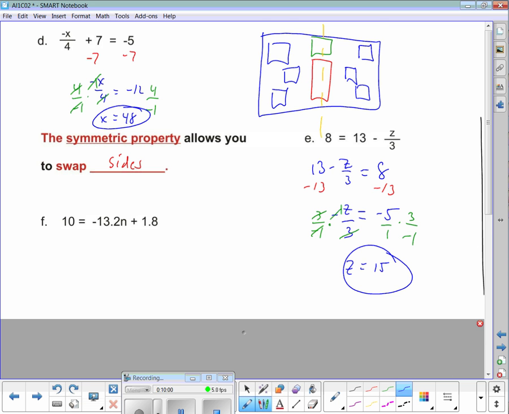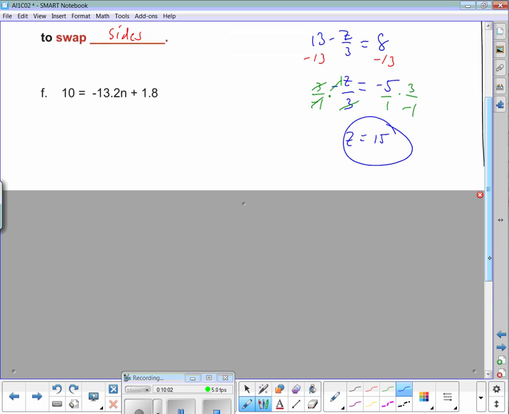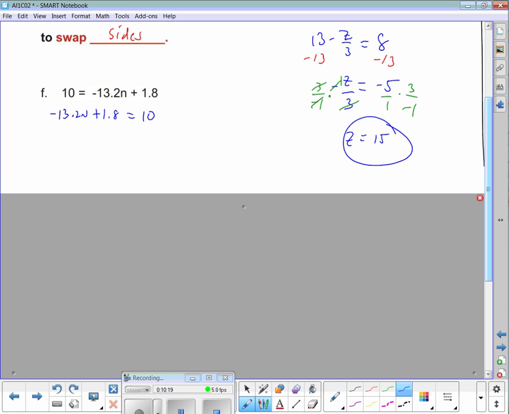All right, so let's take a look at F. In F, again, if we use the symmetric property to get our variable on the left, we can swap sides. So just take everything on the left and put it on the right, and everything on the right and put it on the left.